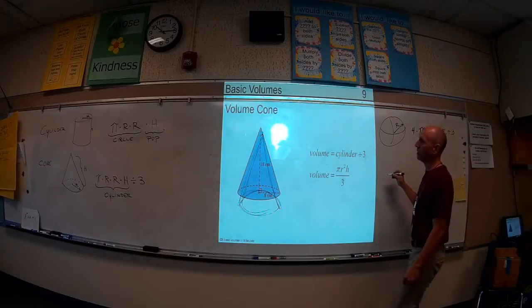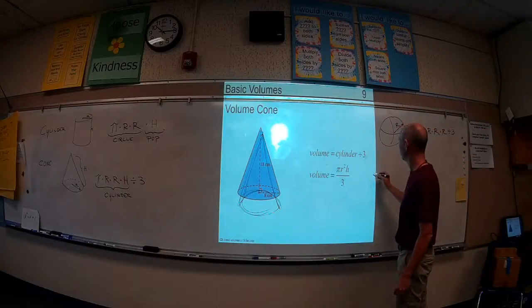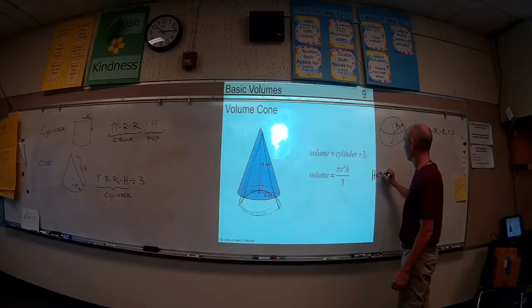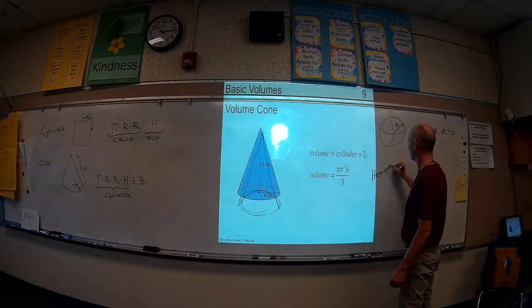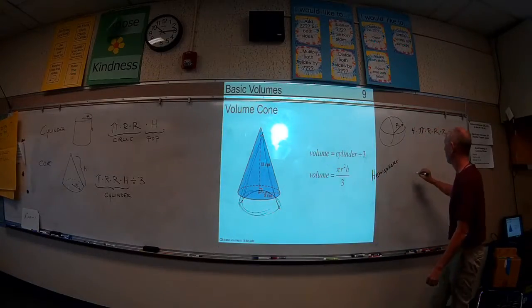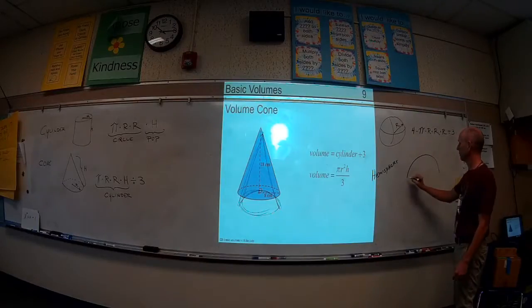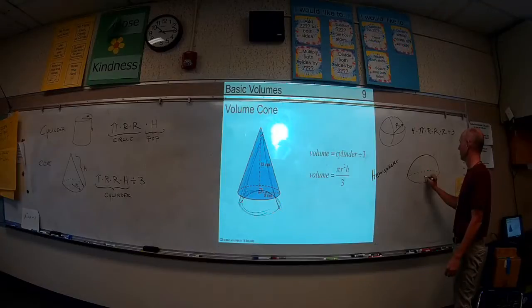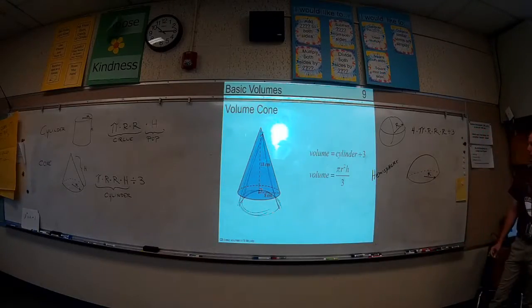And our final one is called the hemisphere. It's half of a sphere. It's hard to draw. And I'm not going to give you another equation. It's just the sphere divided by 2.